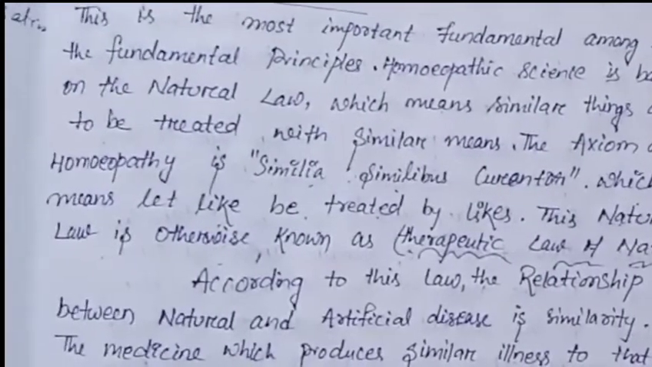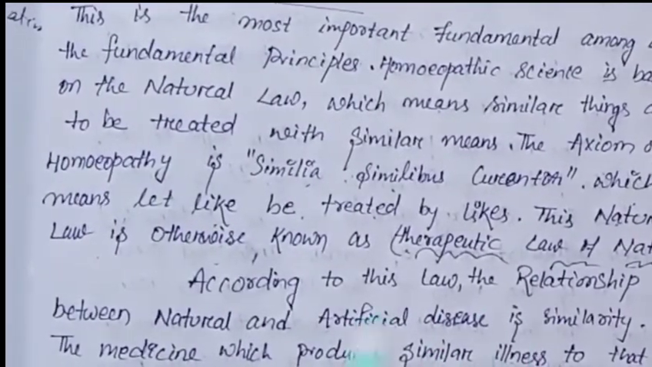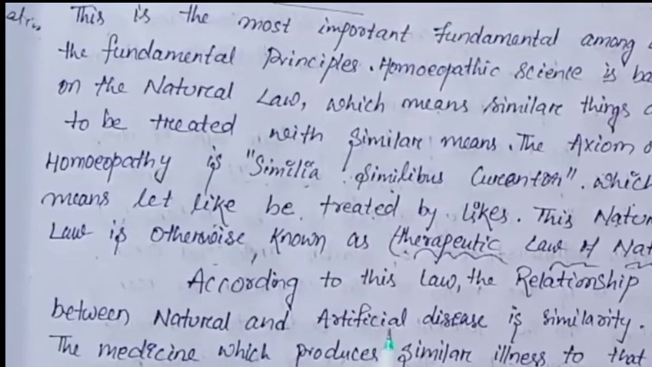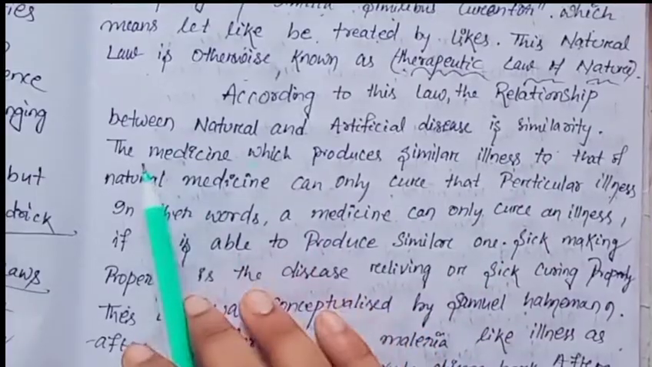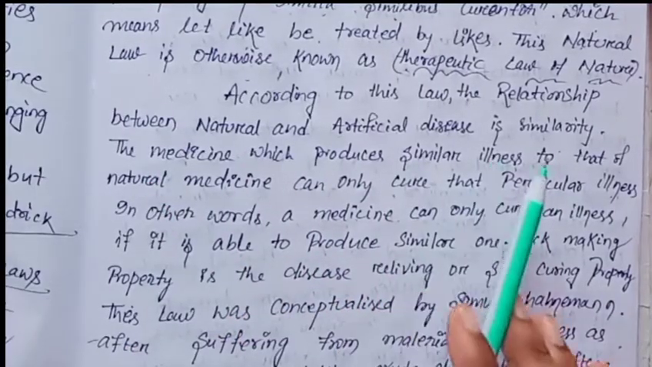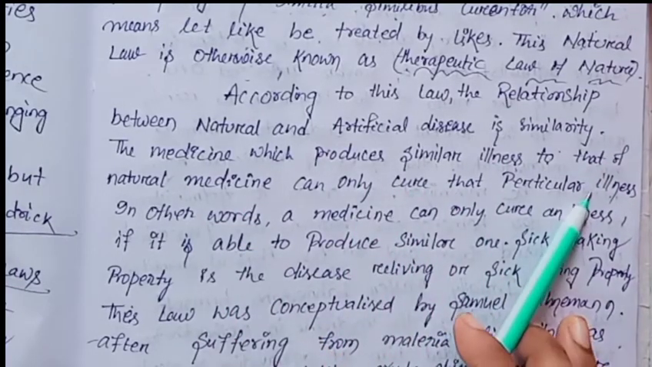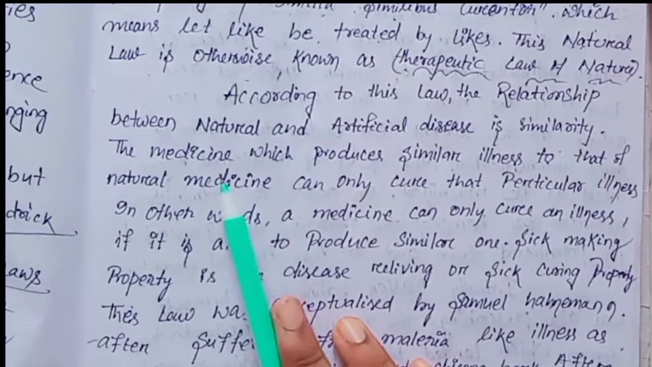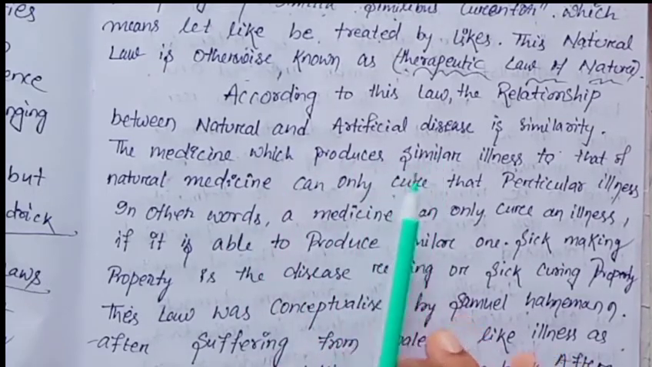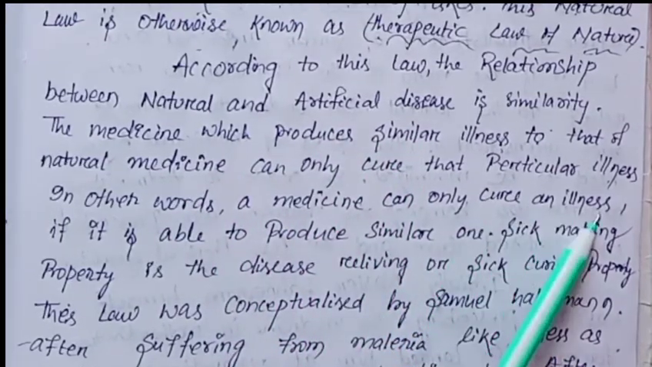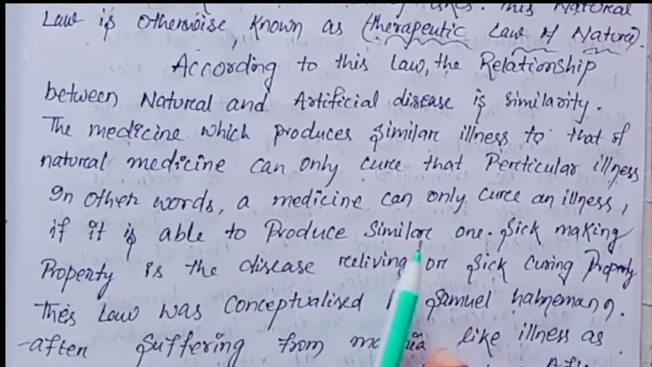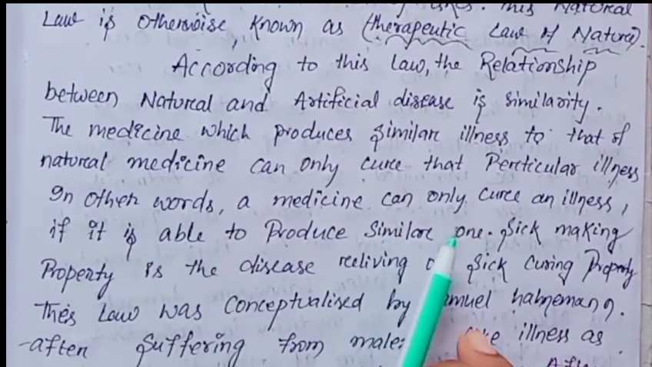Now according to the law, the relationship between natural and artificial disease is known as similarity. The medicine which produces an illness similar to that of the natural disease can alone cure that particular illness. In other words, what does it mean? It means a medicine can only cure an illness if it is able to produce a similar one. That means similia cures.